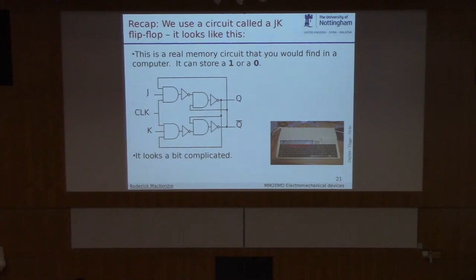And I said a rather fancy way of doing this is with this circuit here. And I said, don't worry about the circuit in detail. But what you can see is we've got gates we recognize. We've got AND gates, NOT gates, another NOT gate. And we can see some feedback loops. And we analyzed this circuit in some detail last week.